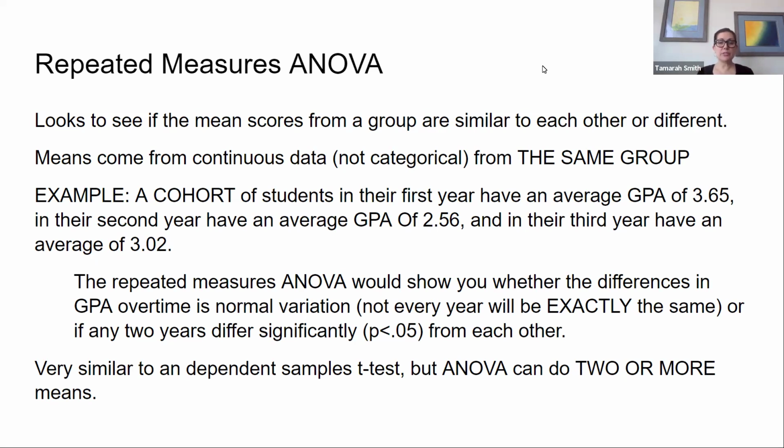So this is very similar to a dependent samples t-test, but the ANOVA can do more than two means. It can do two, like a pre and a post, or it can do 3 years, or it can do even more than that.